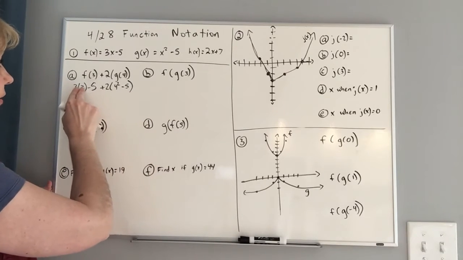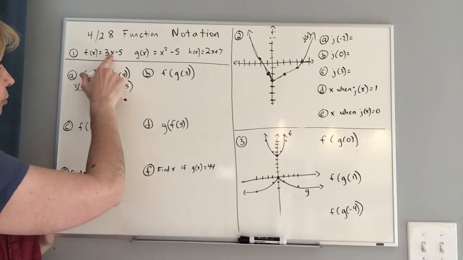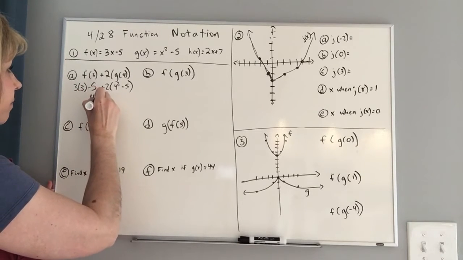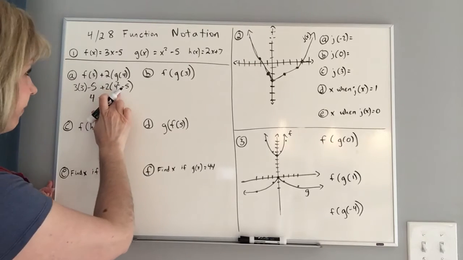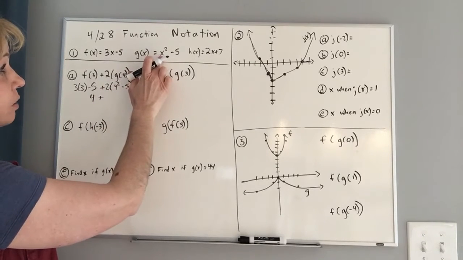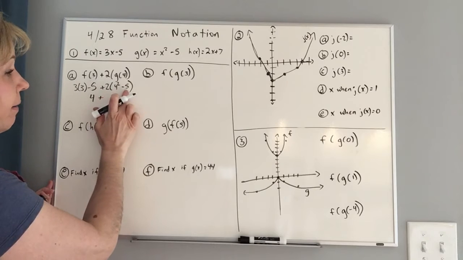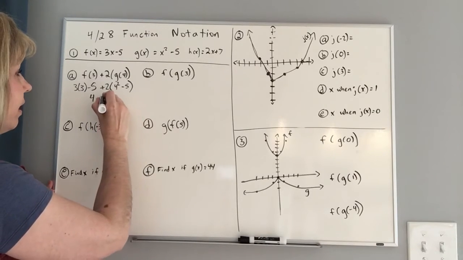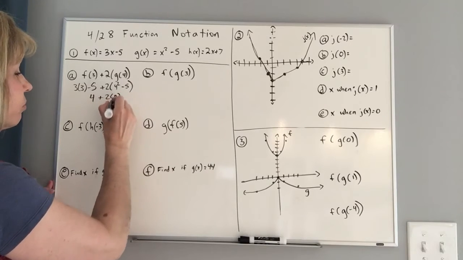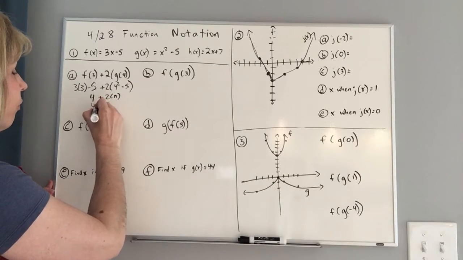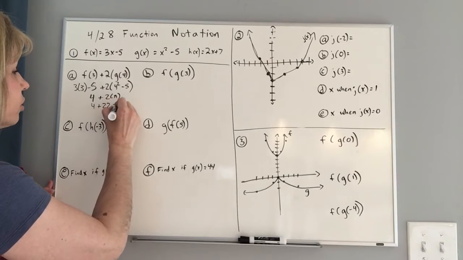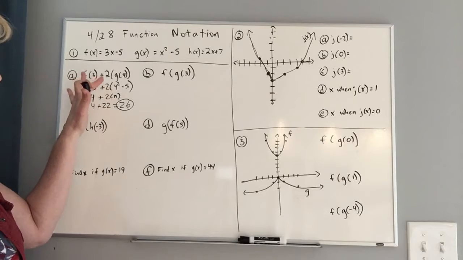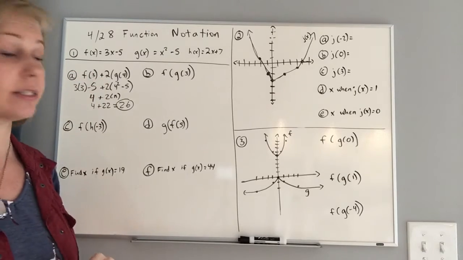Okay, so let's find f of 3. Should be 3 times 3 minus 5. 9 minus 5 is 4. Plus, figure out g of 4. Put 4 in for x, it's being squared. So 4 squared minus 5, 16 minus 5 should be 11. Times that by 2, so 2 times 11. So 4 plus 22 should be 26. So f of 3 plus 2 times g of 4 should be 26 here.